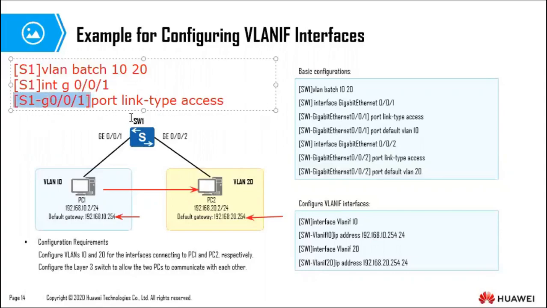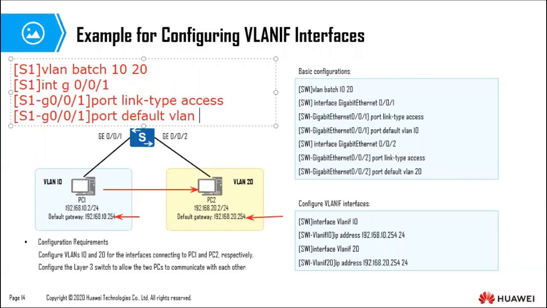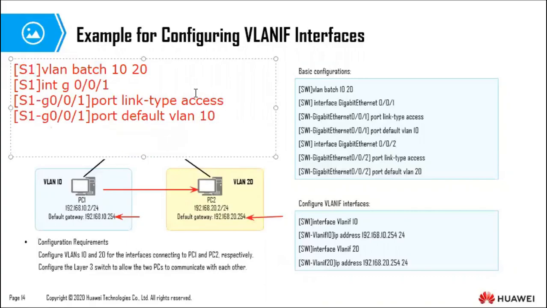Then after we are done with that, we can configure this port to be on VLAN 10. So port default vlan 10, like that. Similarly, you can go to this interface GE0/0/2 and add it to VLAN 20 using the same command. You don't have to recreate the VLAN because we are still on switch 1. So just like that. After you're done with that, you can now configure VLANIF interfaces.